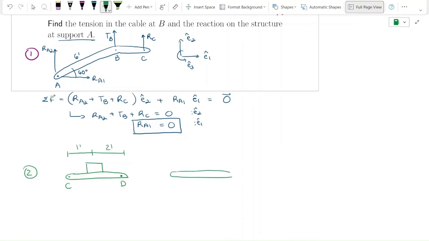So let's just look at the bar as just one thing. So we have the E1 hat, E2 hat, E3 hat. Okay, what forces are acting on this thing? We have the weight from the box acting at this point here, at a distance of 1 foot from here and 2 feet from here. And then we have this pin that's acting at D. So I'm going to draw this reaction force from D in the E2 hat direction plus reaction force from D in the E1 hat direction.